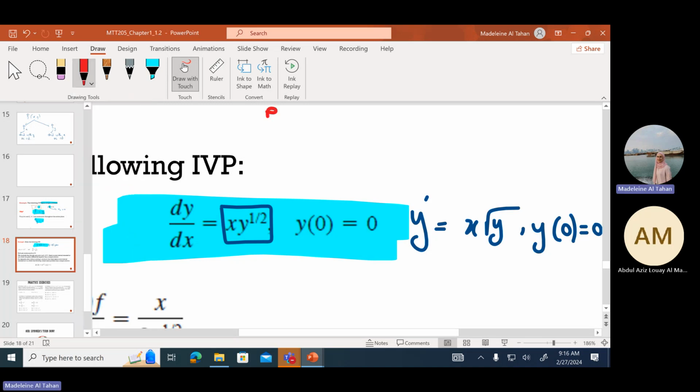Do all of us agree that f is equal to x radical y? Where is it continuous? y greater than 0. Do we agree? y greater than or equal to 0, because at 0 also I don't have a problem. But if it's less than 0, do you have a problem? Is this one enough? What should I do?